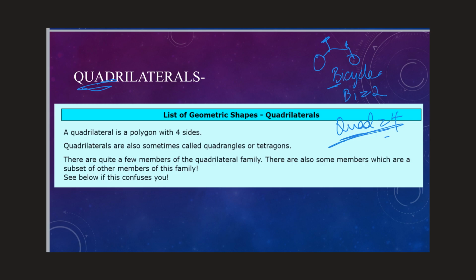So quad means 4. A bicycle has 2 wheels, quad equals 4, quad bike, 4 wheels. Quadrilateral is basically any shape that has 4 sides. We could have 4 equal sides. We could have sides where 2 sides are equal, this side is equal and these sides equal. We could have a shape where it is weird, like this side, then this side, then this side, and then this side, and no sides are equal.